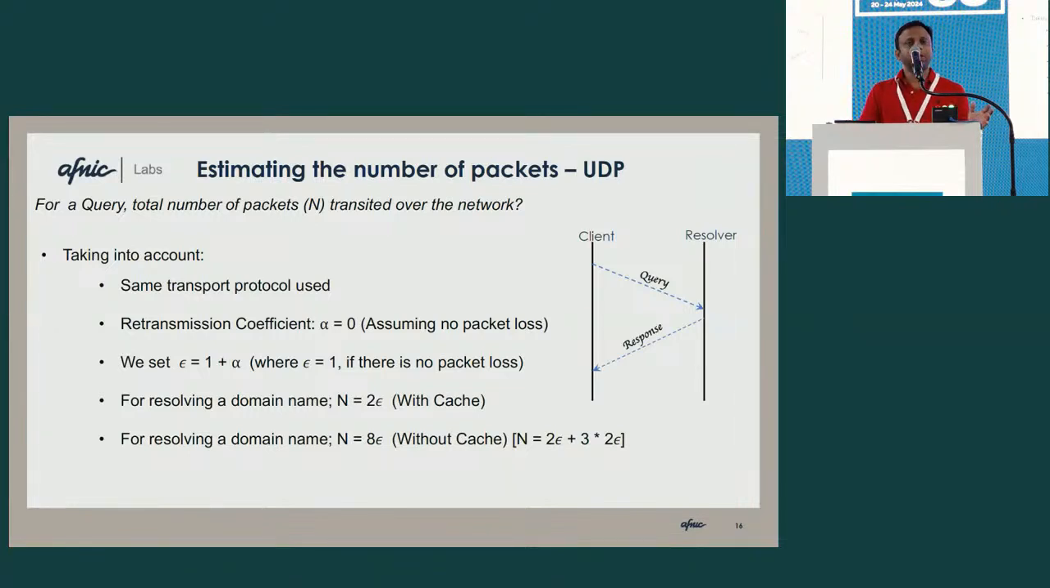So the first thing that I said earlier is that we want to estimate the number of packets for the different types of traffic. In a simple mathematical model, with cache we have 2 packets, and without cache we have 8 packets, because it has to go to the root, the TLD, and the SLD.